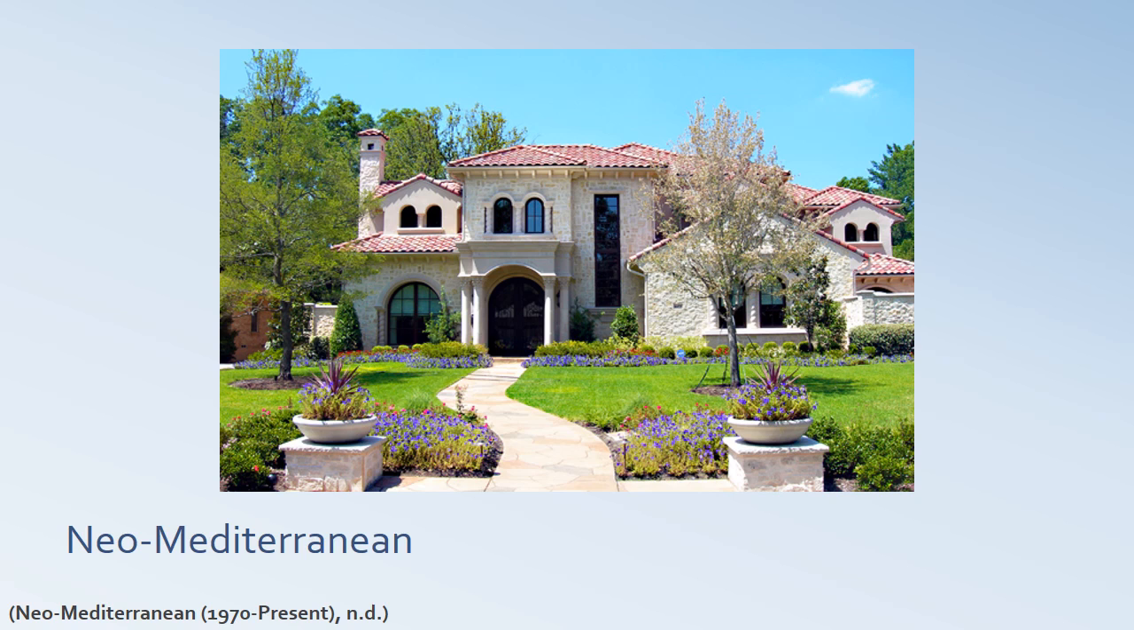And finally, the Neo-Mediterranean. It's from 1970 to present. Low pitch roofs, multiple levels, red roof tiles, stucco siding, arches above doors and windows once again, carved wood doors, large patios, and 2 to 3 stories typically.